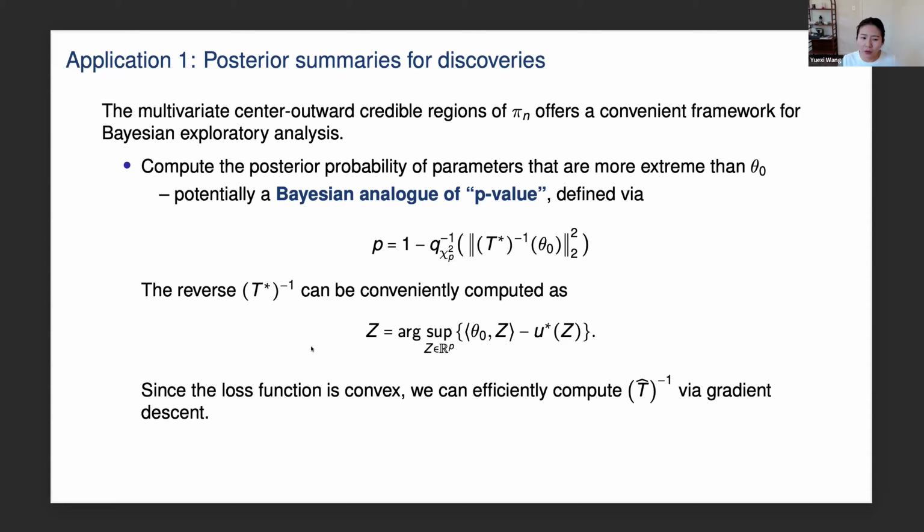And the nice thing about using the OT map is that the inverse map can also be conveniently computed. The inverse map essentially is just the gradient of the conjugate function of the optimal potential function. So you can just solve this convex program, and you will obtain the inverse at a specific point. You can use any kind of gradient descent algorithm to solve this convex program.